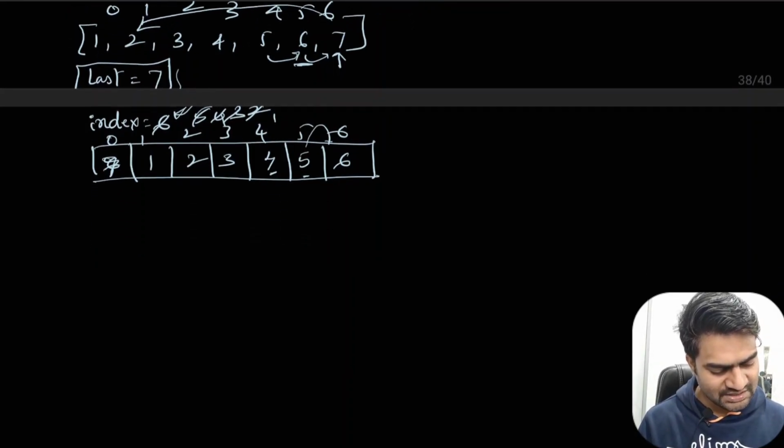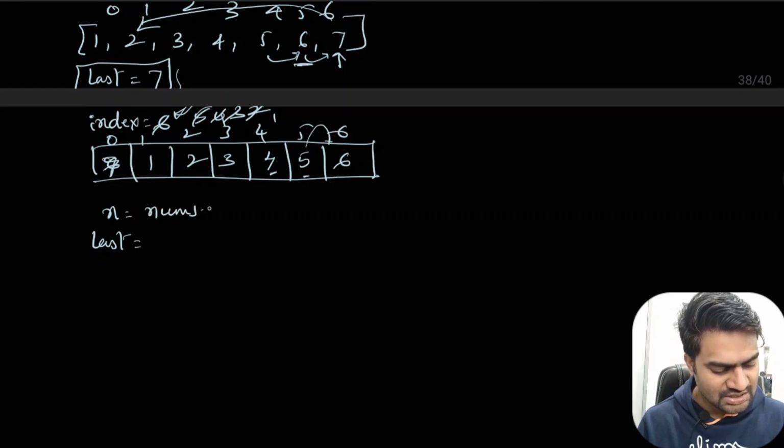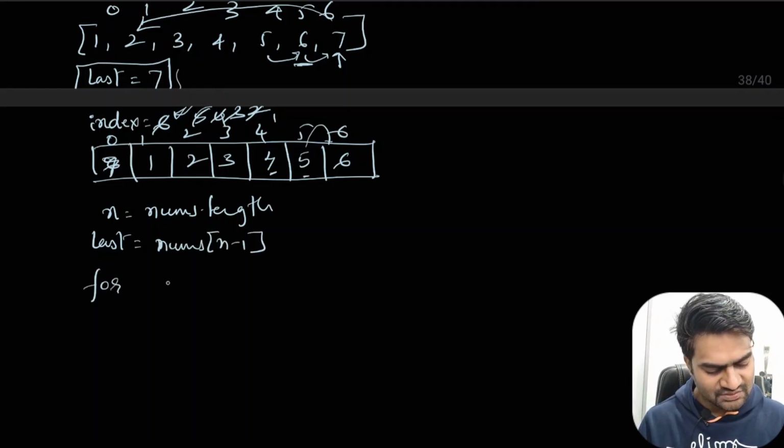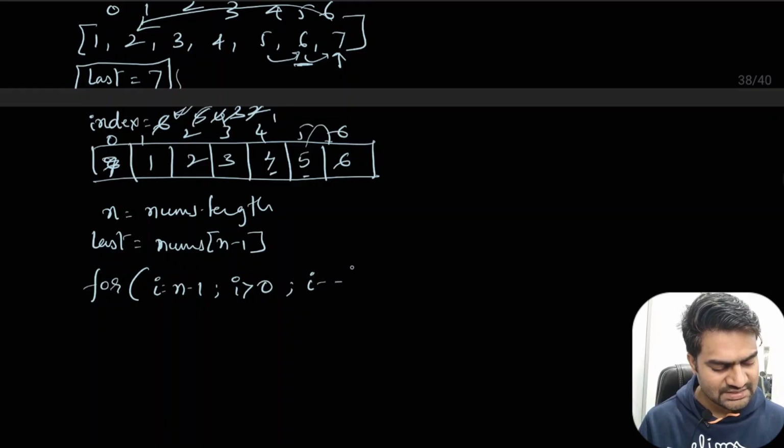So let us try to write a pseudocode for that. So now last equal to, so before that n equal to nums dot length. Okay, last equal to nums of n minus 1. Okay, then I will use for I equal to n minus 1, I greater than 0. It is not greater than or equal to 0. I will stop when I reach the 0th index. So I greater than 0, then I minus minus.